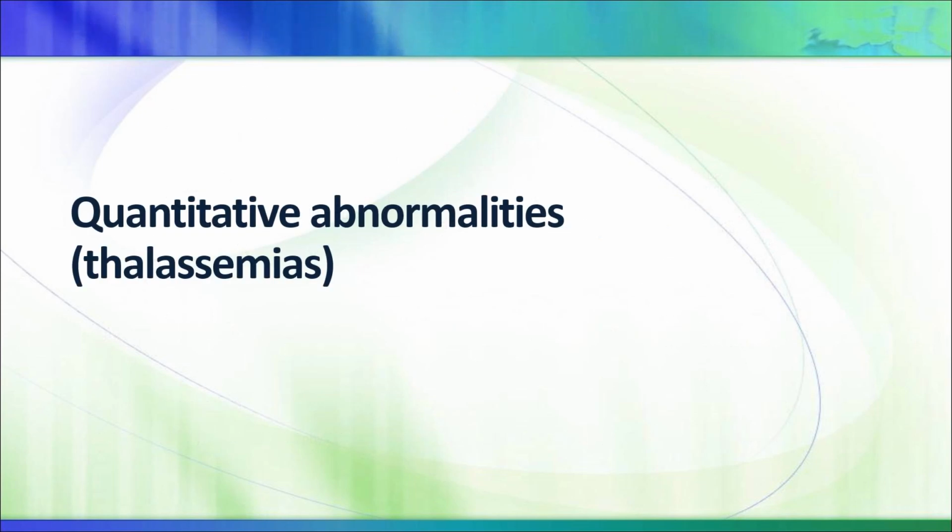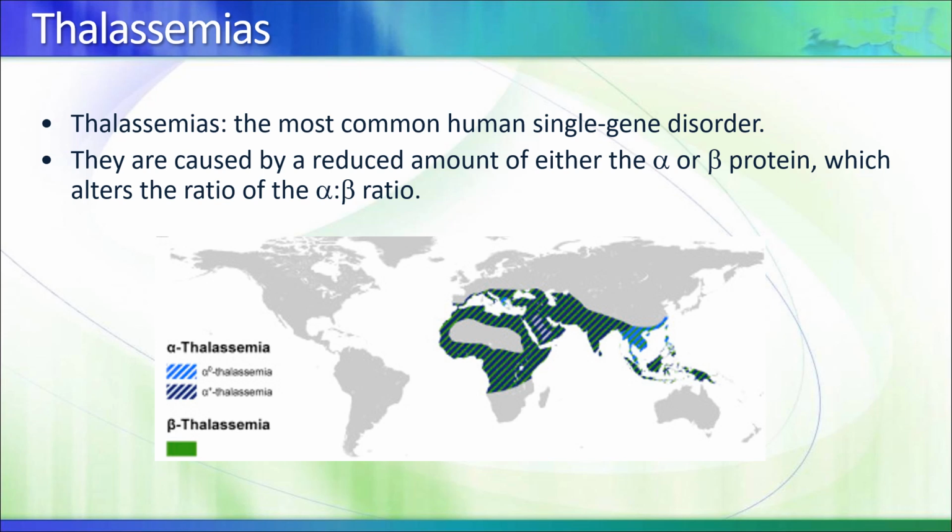So let's discuss now quantitative hemoglobinopathies, which again are known as thalassemias. Thalassemias are the most common human single gene disorder. They are quite prevalent in the old world, including the Middle East. And basically these are caused as a result of disruption in the alpha to beta ratio. In red blood cells, you have equal amounts of alpha chains and beta chains. So in thalassemias, you would have either more alpha than beta or more beta than alpha.